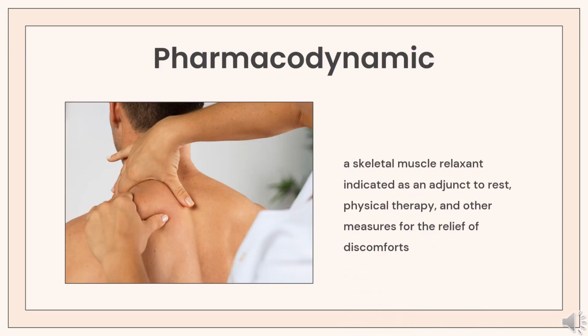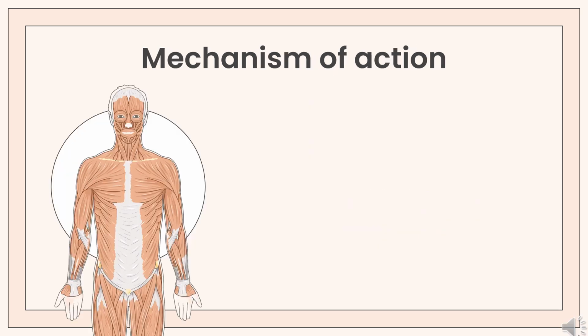Pharmacodynamics. Metaxalone is a skeletal muscle relaxant indicated as an adjunct to rest, physical therapy, and other measures for the relief of discomforts associated with acute, painful musculoskeletal conditions. The mode of action of this drug has not been clearly identified, but may be related to its sedative properties. Metaxalone does not directly relax tense skeletal muscles in man.